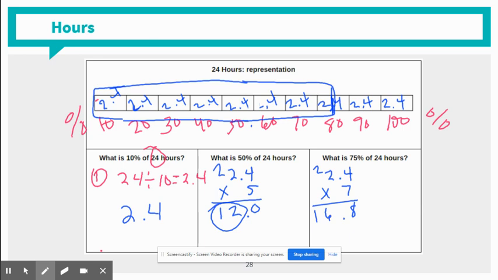I get 16.8, but I'm not done because what is half of 2.4? Well, half of 2.4 is 1.2 because 1.2 plus 1.2 equals 2.4. So I've got to add that to my 16.8, which gives me 18.0 or just 18. So don't let the decimal scare you. That's just like what we've done. And we're finished with that one.